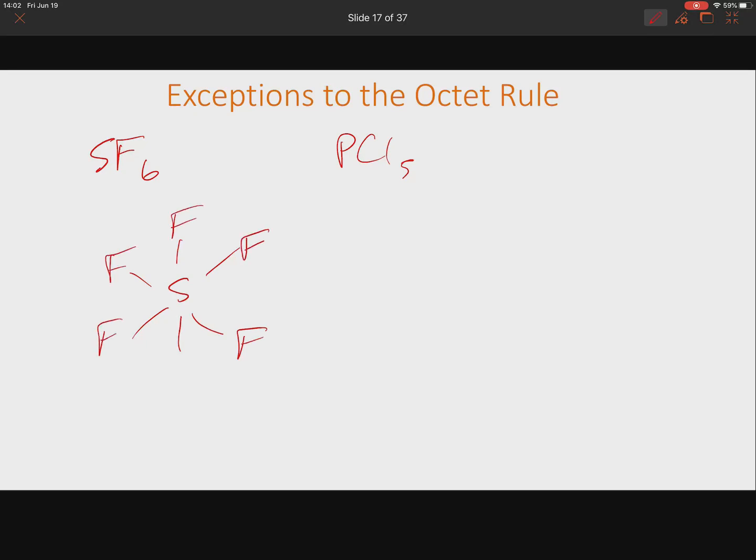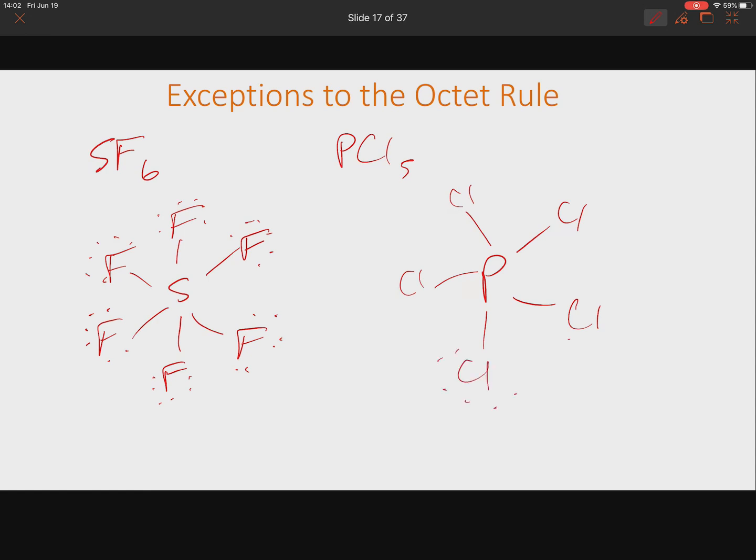You don't even need to see me put all of the lone pairs on the fluorines to know that sulfur here has 6 bonds. 6 times 2 is 12. So sulfur here has 12 electrons in its shell. Chlorine here, phosphorus with 5 chlorines around it, each of those chlorines, of course, having all of their electrons. You can see phosphorus has 5 bonds, that's 2 electrons per bond, that's 10 electrons in its valence. Or in its outer shell. You say 12?